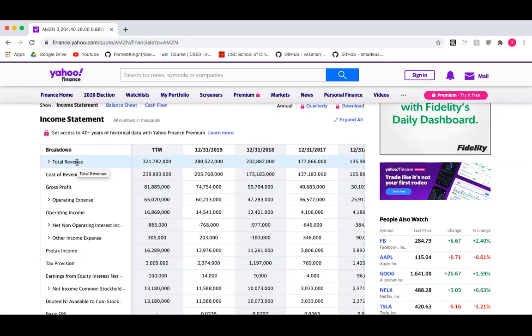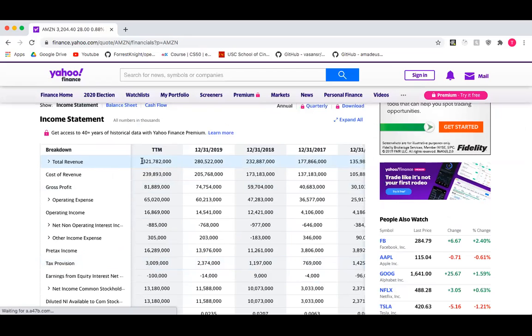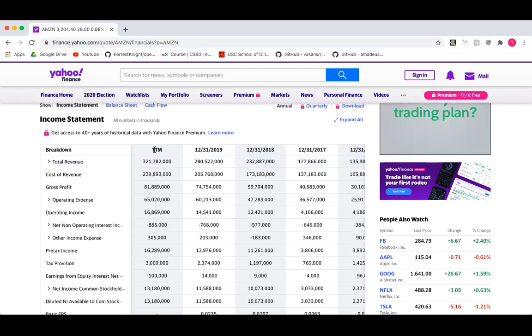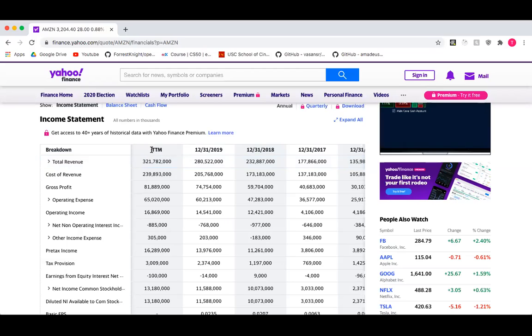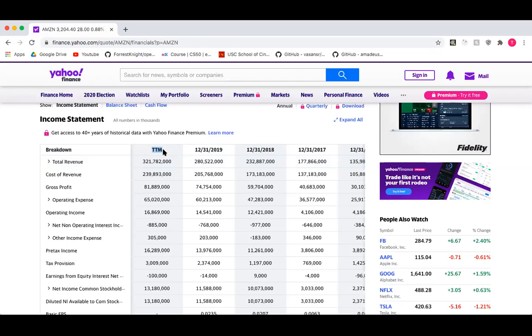So revenue, right at the top here, is the total amount of sales a company has. So for Amazon, this is just the total amount from all their sales in the last 12 months. And let me explain it at the top here since we're breaking everything down. So TTM stands for trailing 12 months. So this is their revenue in the last 12 months or the last year.